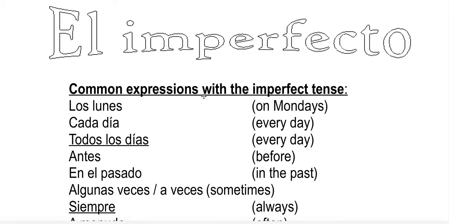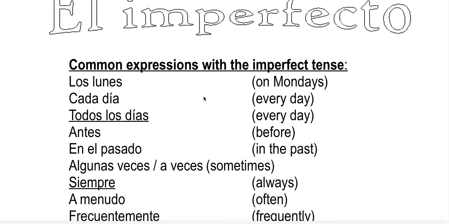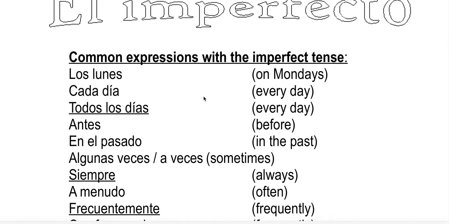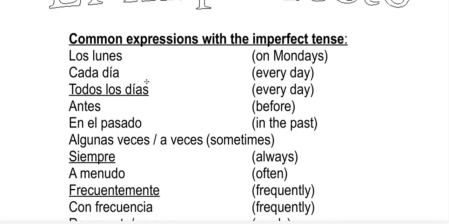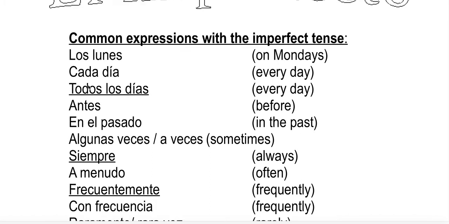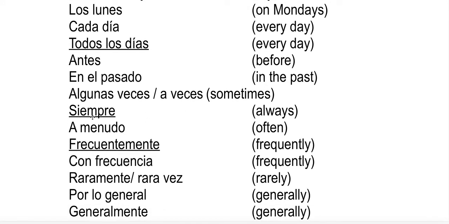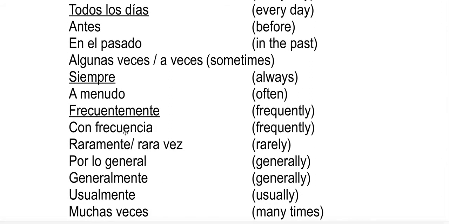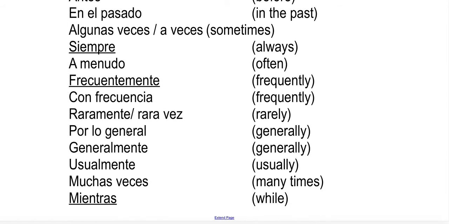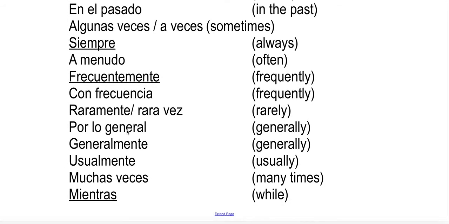Okay, and these are the common expressions. These are in your packet as well, but just to give you a little review. So again, habitual actions, los lunes, cada día, todos los días. These are showing that it's a habitual type of action. Antes, en el pasado, algunas veces, sometimes, siempre. These indicate siempre, for example, that it is a habitual action. A menudo, habitual action. Frecuentemente, con frecuencia. Notice all of them kind of dictating what kind of action it is.